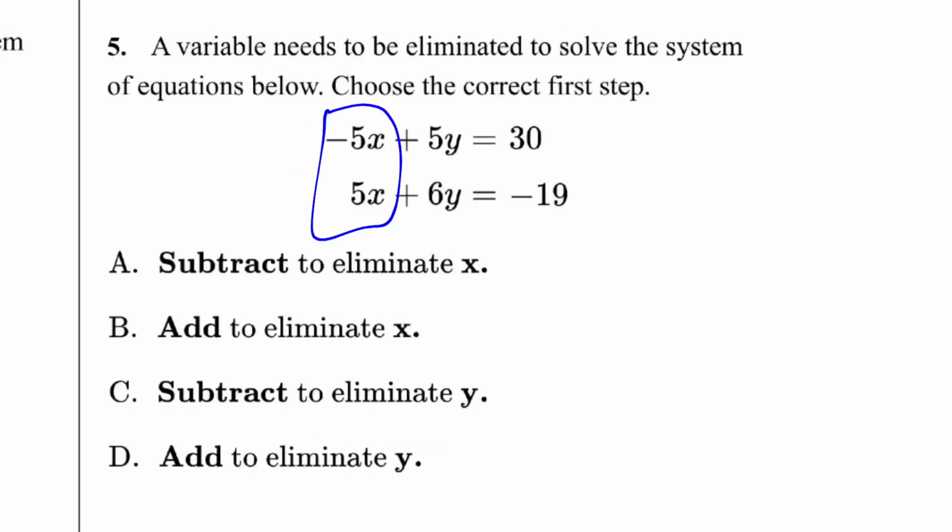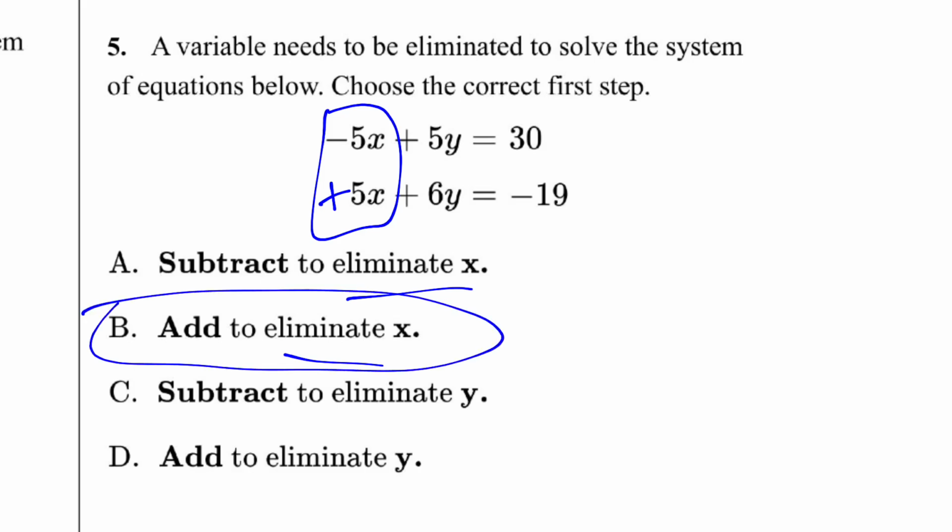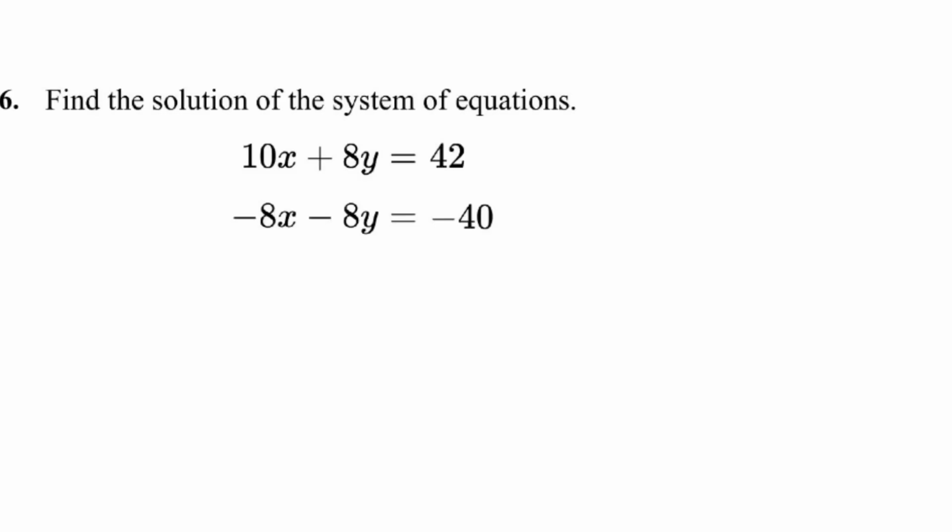Number 5, the x column has the same number, so for sure we're eliminating x. Notice one is a plus, one is a minus. That means if you add, they go away. Now we have to actually finish the problem.